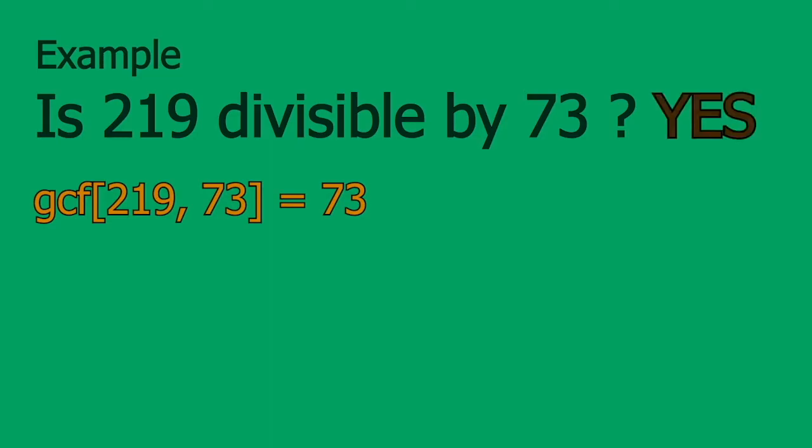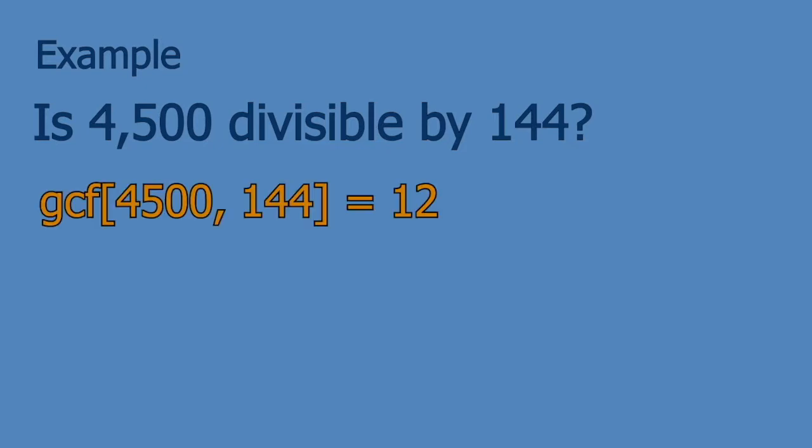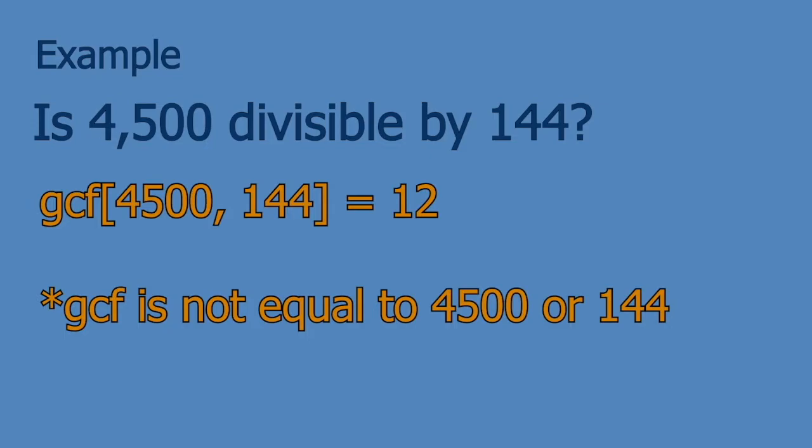Now let's look at another example. Let's say we have 4,500. Is it divisible by 144? We're not sure. We can test. Or if I give you the greatest common factor between 4,500 and 144 is 12, then it's not one of those numbers. It guarantees us that 4,500 is not divisible by 144. And we can test that with any number.